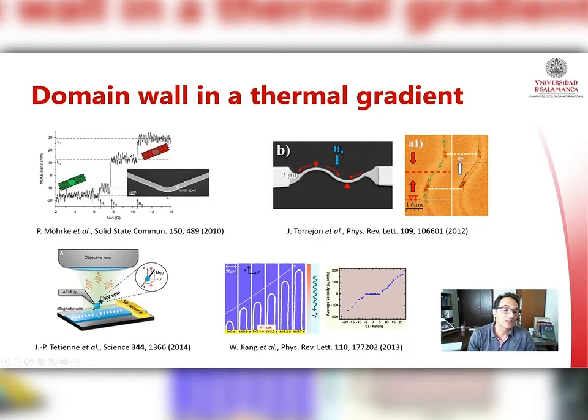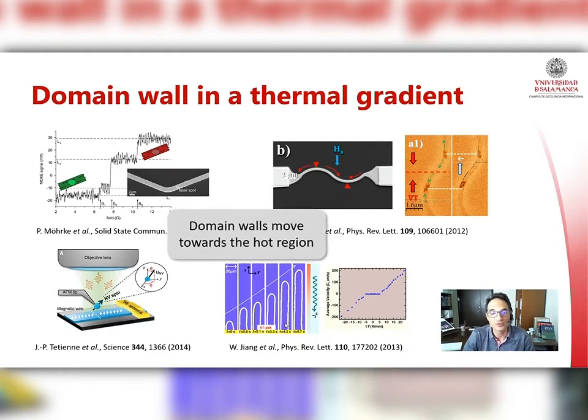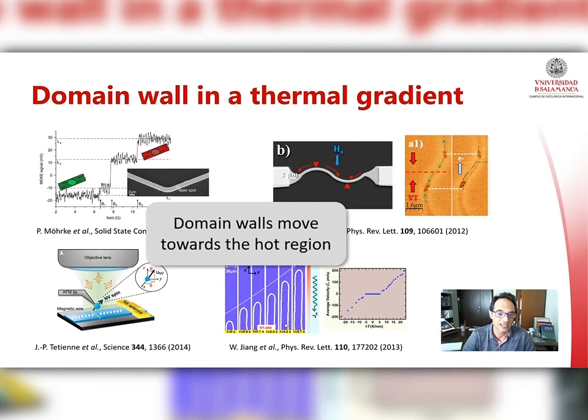This one is for perpendicularly magnetized cobalt iron boron, and again the heating is with a laser spot. And here is for YIG, and in this case they use a Peltier cooler to create the thermal gradient. In any case, different systems, different ways to create the thermal gradient, different materials, but in general, the observation is that the domain walls move towards the hot region. In all cases, this seems to be a very general effect.